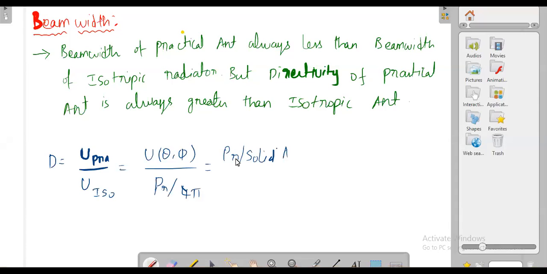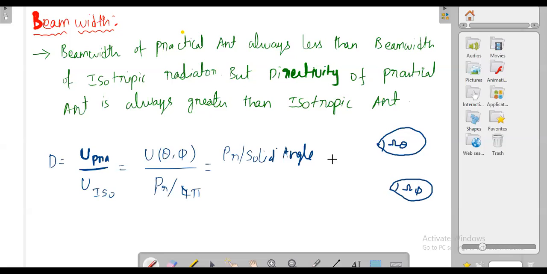But for a practical antenna, we do not know what the solid angle is. It can be anything, because say the practical antenna radiates in this direction. Here I have drawn it in 2D, but please imagine in 3D, then you'll get some solid angle. There are two planes in which you have a radiation pattern, a vertical plane and a horizontal plane. There also you have to calculate the beam width. So you'll get two types of angle: one calculated at theta and another calculated at phi.